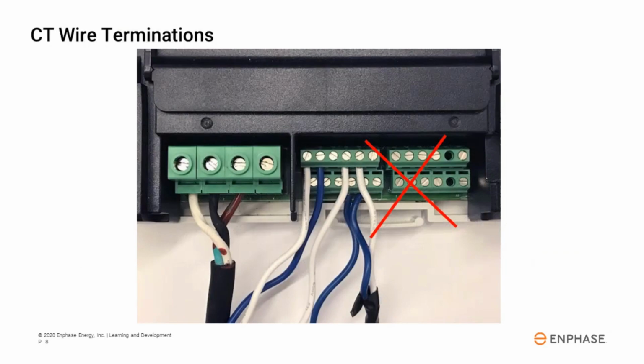This picture illustrates the correct wiring for the Envoy. The far left terminal block is the wiring for the Envoy's power. The middle terminal block is for the production and consumption CTs, and the far right terminal blocks are not to be used and should not have any wires connected to them.